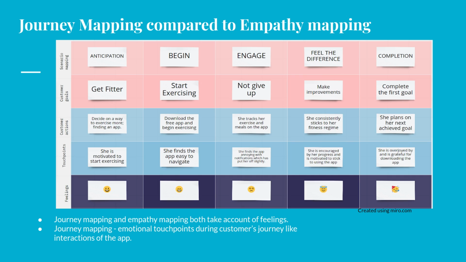So we can see from the example of the journey map based on our fitness app, where the user starts off excited to exercise, but then she feels irritated by the constant notifications she receives during the engagement scenario. But she finally overcomes this and feels grateful for using the app once she completes her first goal.